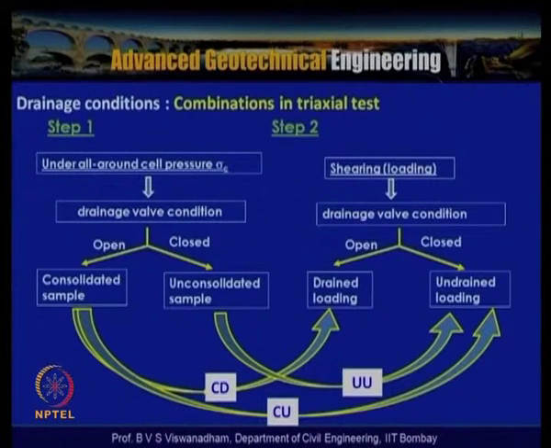Now we have different drainage conditions, as has been mentioned, that make the combinations in the triaxial test, or different types of triaxial test. One is that we have two steps. Step one is the consolidation of the sample, and then the shearing stage. So basically there are two stages: stage one where the consolidation can happen, and stage two where the shearing can happen.